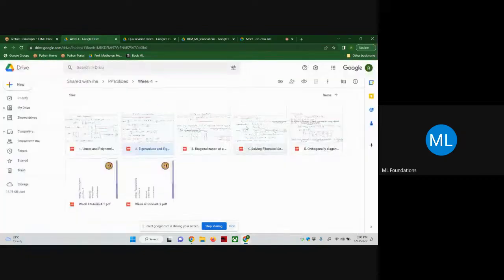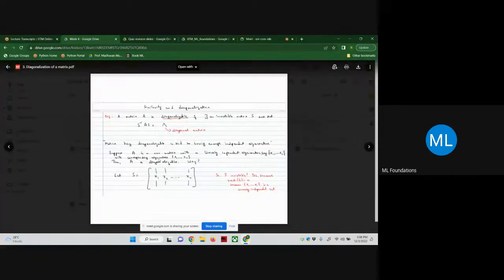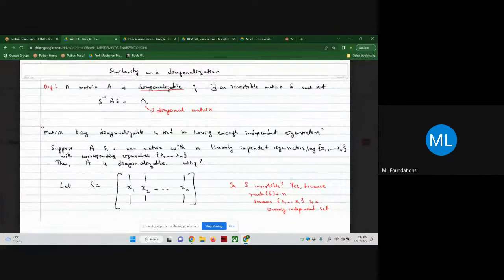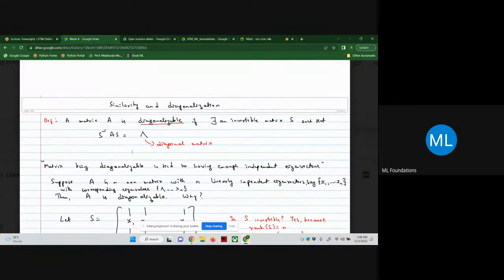But for the case of a symmetric matrix, for distinct eigenvalues, you'll be getting orthogonal eigenvectors. Okay. All right. We'll look into this.